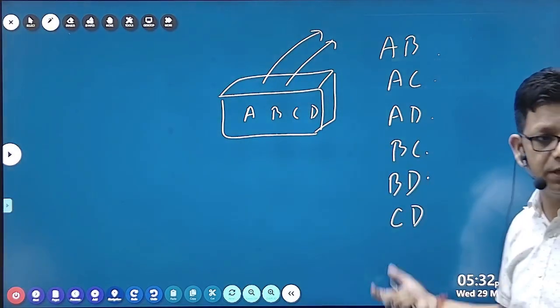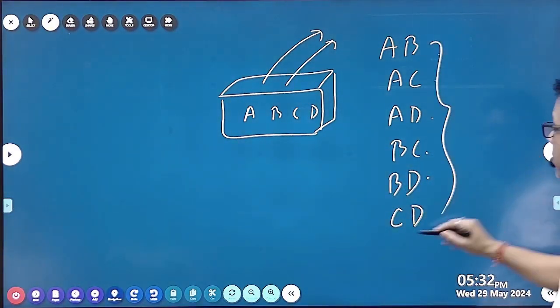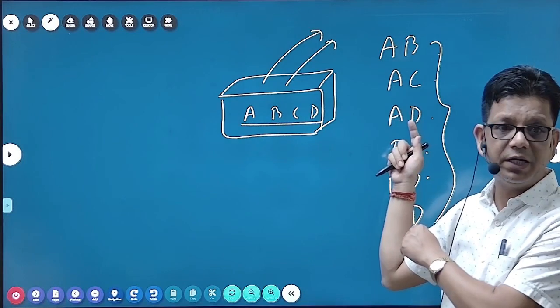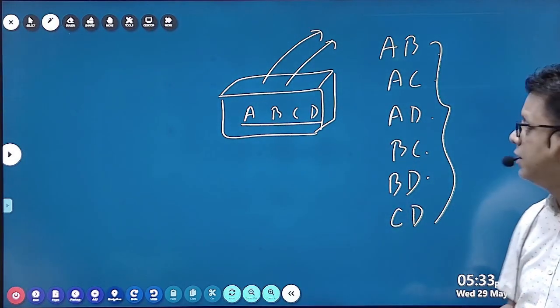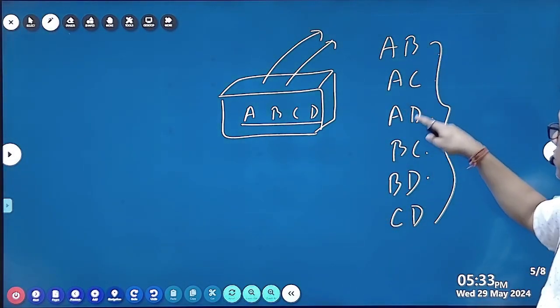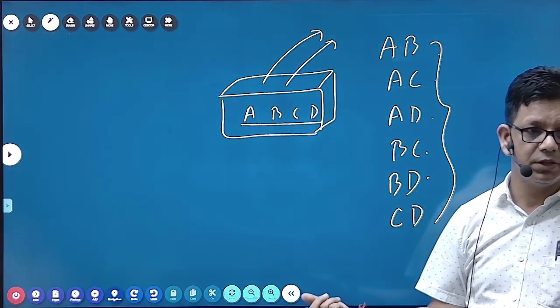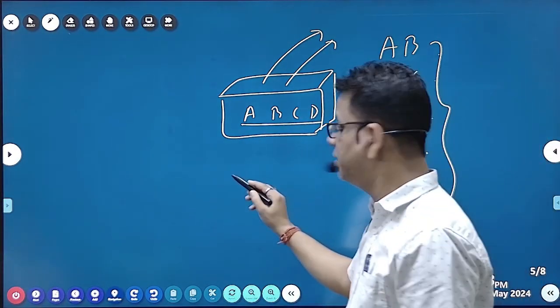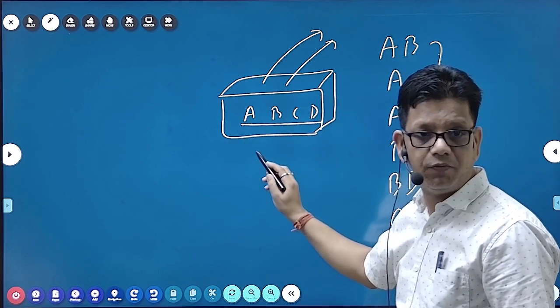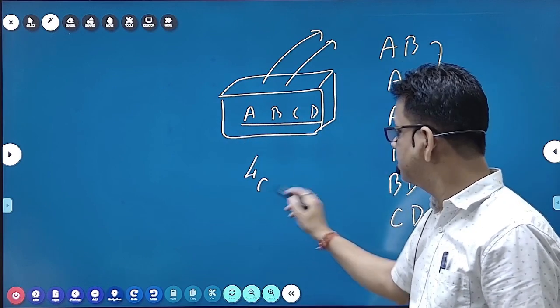Now here the number of cards is only 4, so we got it directly. But with 52 cards, how will you do that? And how many ways are possible? Of course more than these numbers. So for this we have a formula. How many cards were there? 4 cards. C for combination.